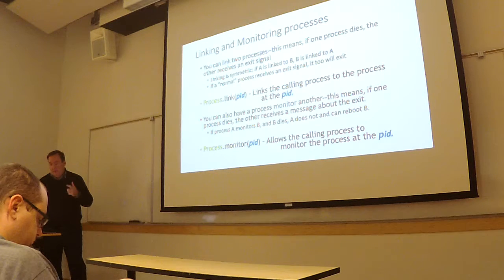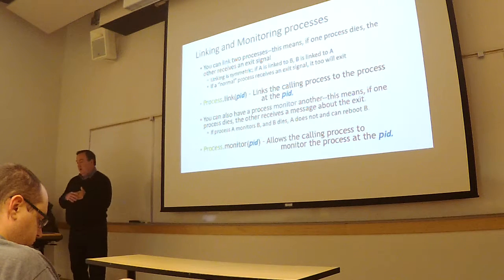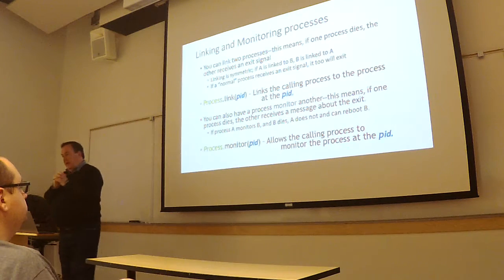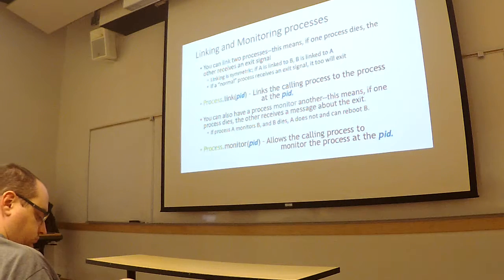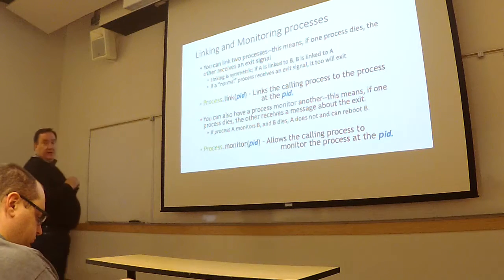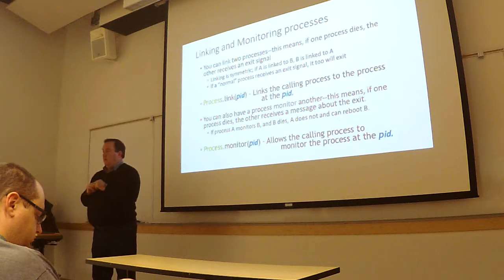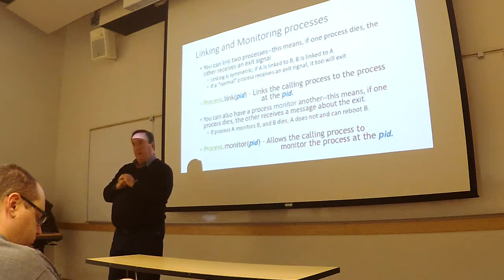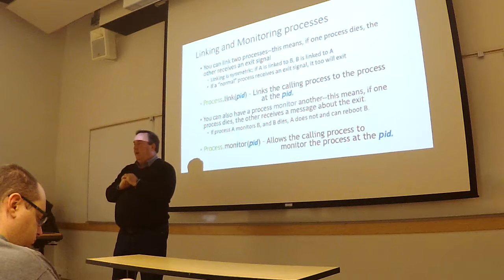Now we can also, remember I just mentioned linking or monitoring processes. There's two ways of doing this with the process module. You can link another process, and so what happens is if I link two processes, or process A links to process B, they're in it together, right? One dies, the other dies. So it's sort of saying, all right, we're in this together. We both stay up, or we both go down.